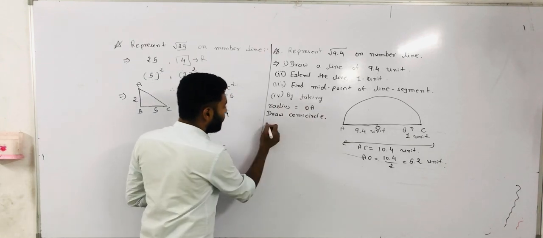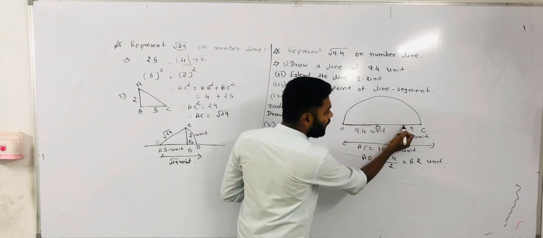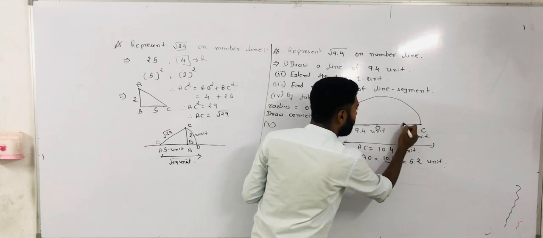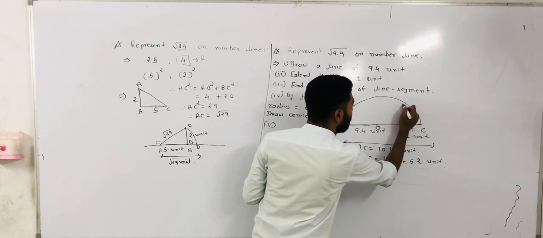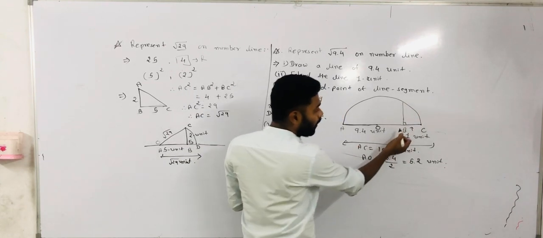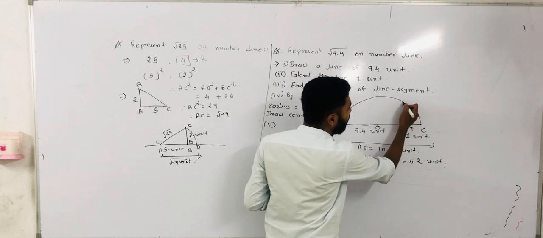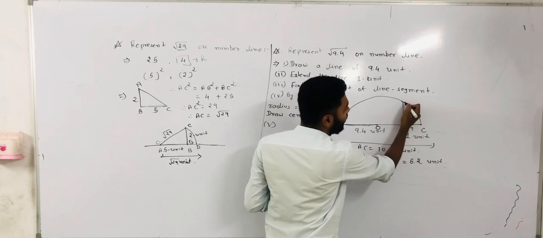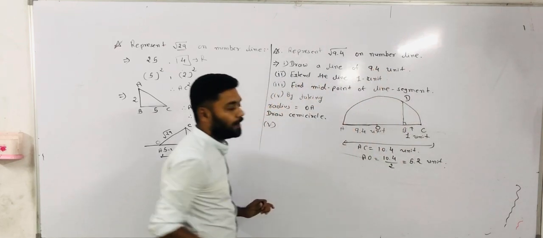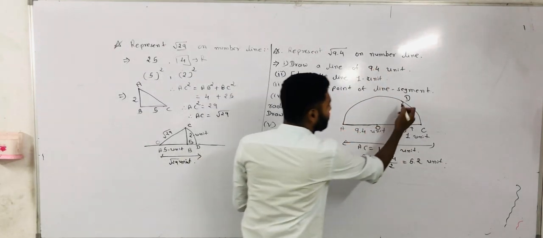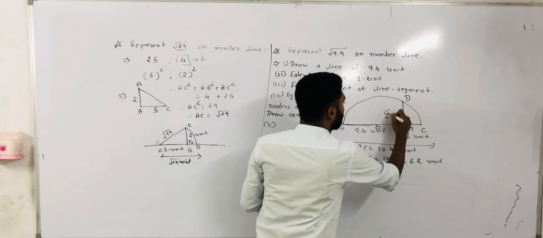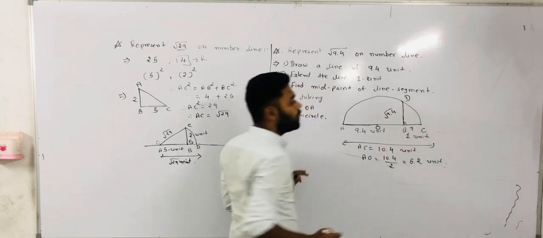Now next step, from point B, draw one perpendicular line. Perpendicular means a 90 degree line. If we draw a perpendicular line from point B, let's say this line segment meets your semicircle at point D. Then this distance BD is equal to under root 9.4 unit.